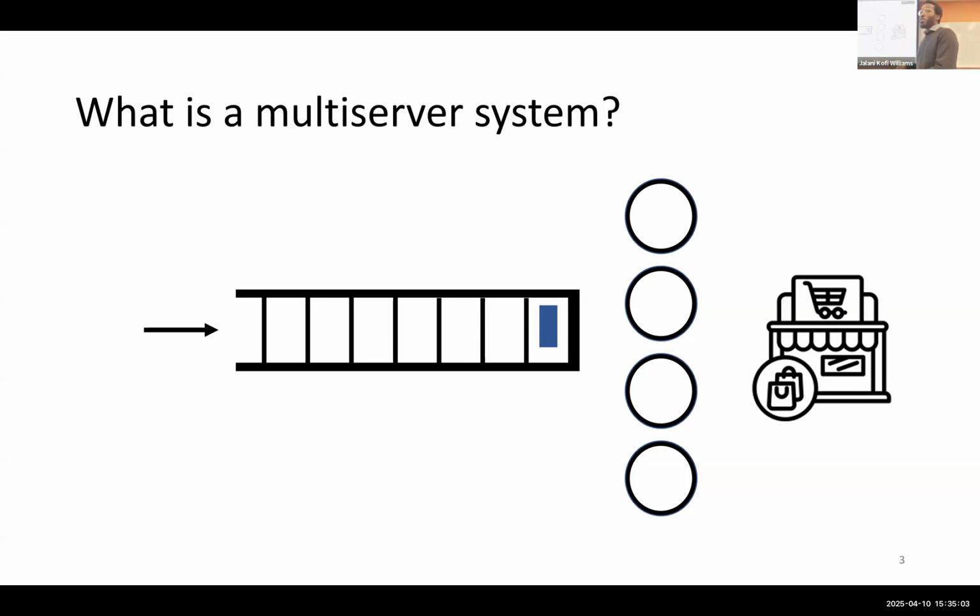Okay. So a multi-server system is just an example. It's just a queuing system where there are multiple servers. For example, if you go to a supermarket to check out, oftentimes there's not just one cashier working at the checkout. There are multiple cashiers, and you're free to use any one of them. They're essentially interchangeable. Okay, so that's a multi-server system.